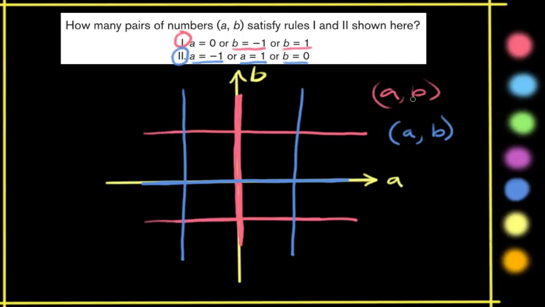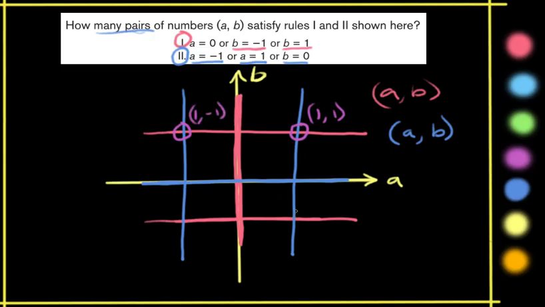Okay, so now we have to find how many pairs of points will satisfy both rule 1 and rule 2. So what does that mean? Well, it means those points have to be somewhere on the pink lines and somewhere on the blue lines at the same time. So we need to look for intersection points between pink and blue lines. So there's one intersection here, which is at 1, 1, right? This is 1, 1. That's one possibility. There's another one here. This is at 1, negative 1.